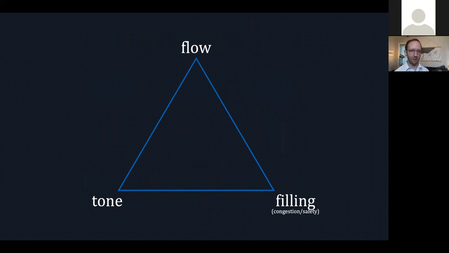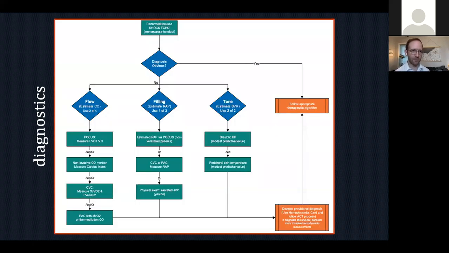We think about flow, or cardiac output, and the adequacy of that. We think about vascular tone, and then finally filling pressures. Not only adequacy of filling pressures, but also looking out for congestion, or looking for safety parameters when we're resuscitating patients. This framework, flow, filling, and tone, you'll see again, because it forms the backbone of our diagnostic algorithm for shock that we will roll out in the MICU pretty soon. And you will all be utilizing this as part of a multimodal approach to the patient with shock.